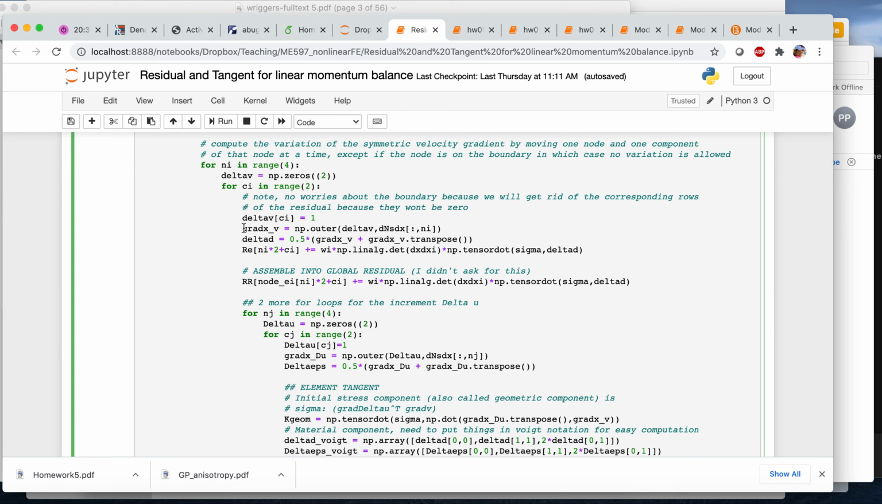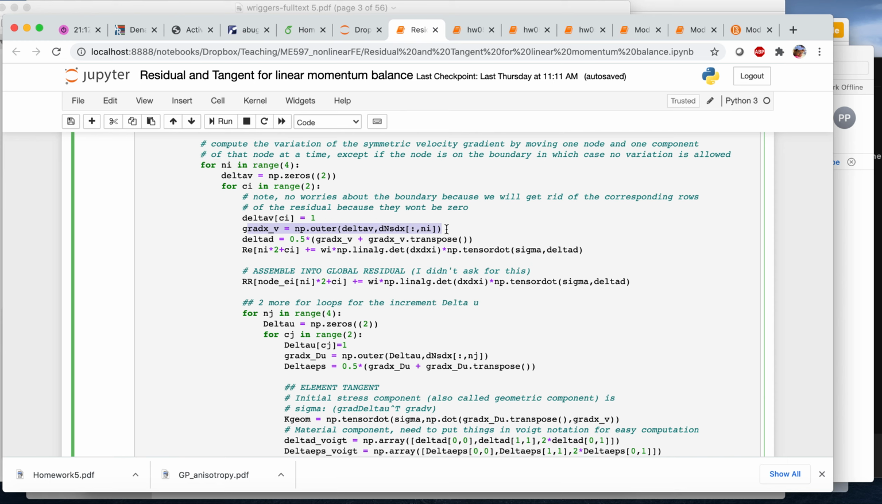And then calculate the gradient of the velocity, or the virtual velocity, with respect to lowercase x. That's just the outer product of that variation times the gradient of the shape functions with respect to lowercase x. And here, note that I don't have a sum, because the variation that I'm thinking about should only be for the node ni. So only one node and one coordinate at a time.